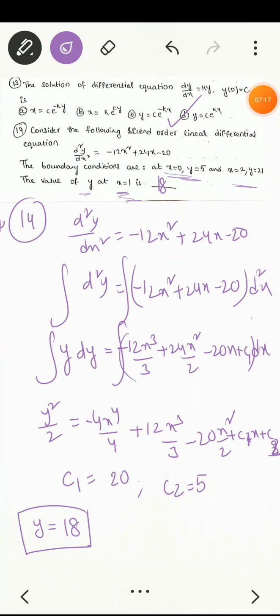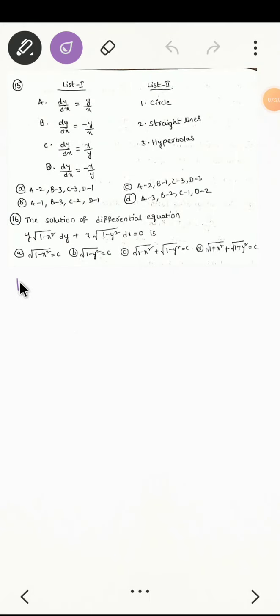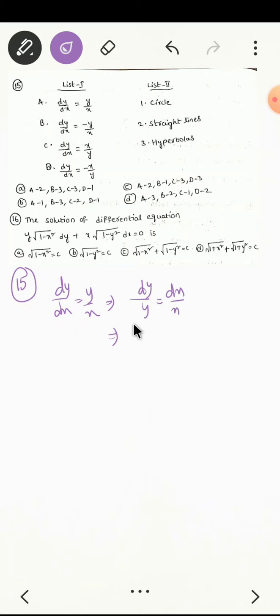Let us solve one more problem. Problem number 15. They have given a, b, c, d and you have to match. First thing is dy by dx equal to y by x. So I can separate them out: dy by y equal to dx by x. Then apply integration, I will get ln of y is equal to ln of x plus ln of c also. While writing c you can write ln of c also, both are same. So y is equal to cx.